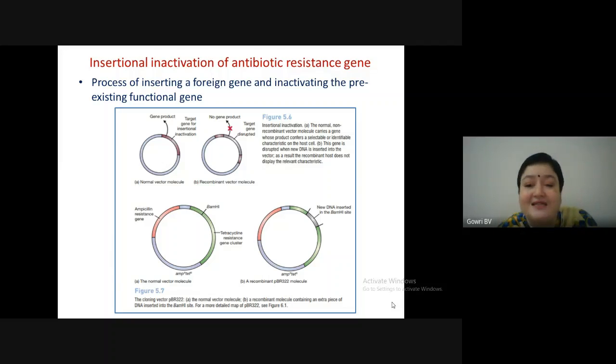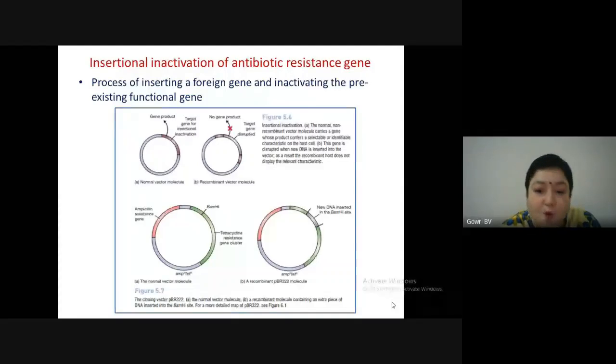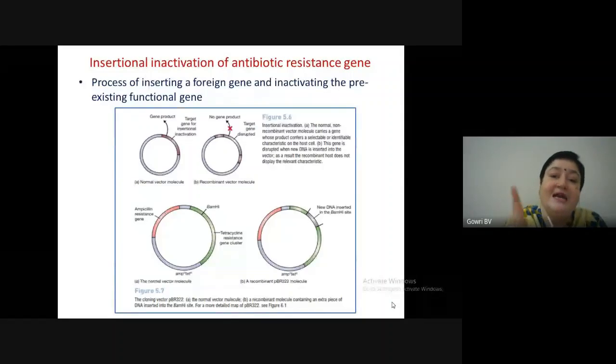So when the tetracycline resistant gene is interrupted by a new DNA insert at the BamHI site, the tetracycline resistant gene is no more functional. It is converted to tetracycline sensitive. So now it is designated as ampicillin resistant and tetracycline sensitive. And this phenomenon of inserting a foreign gene and inactivating the pre-existing functional gene is referred to as insertional inactivation. Insertional inactivation does not always imply an antibiotic resistant gene. There are various genes that can be interrupted for the product revealing. So insertional inactivation in the case of pBR322 is with the antibiotic resistant gene.